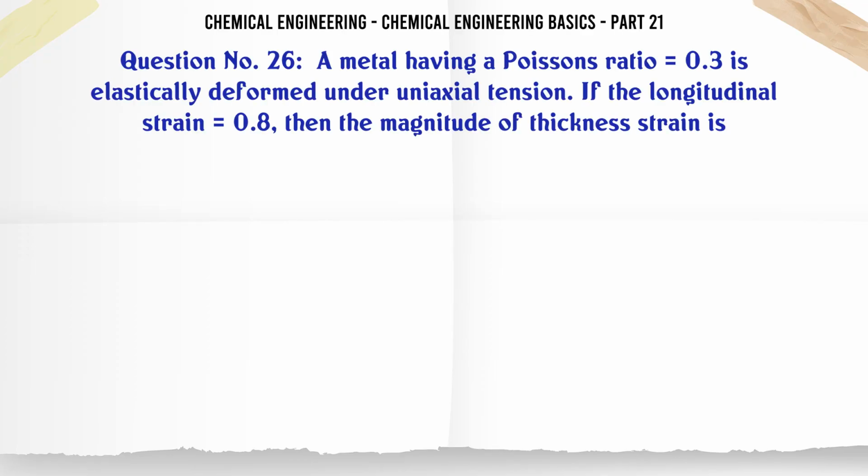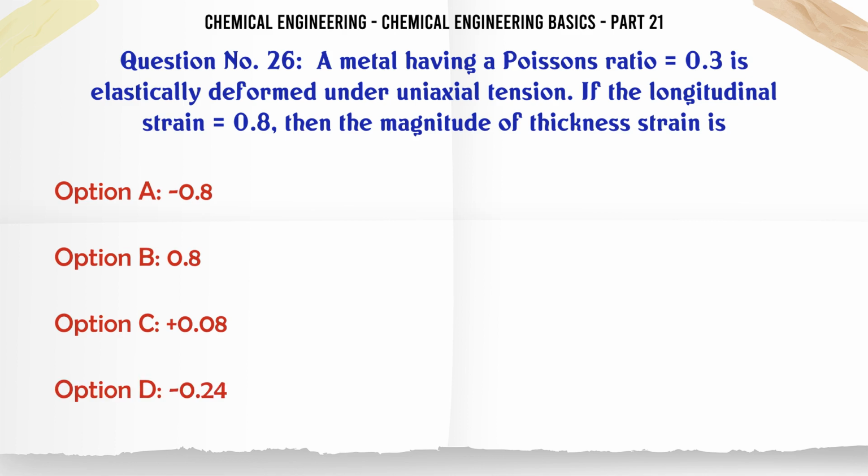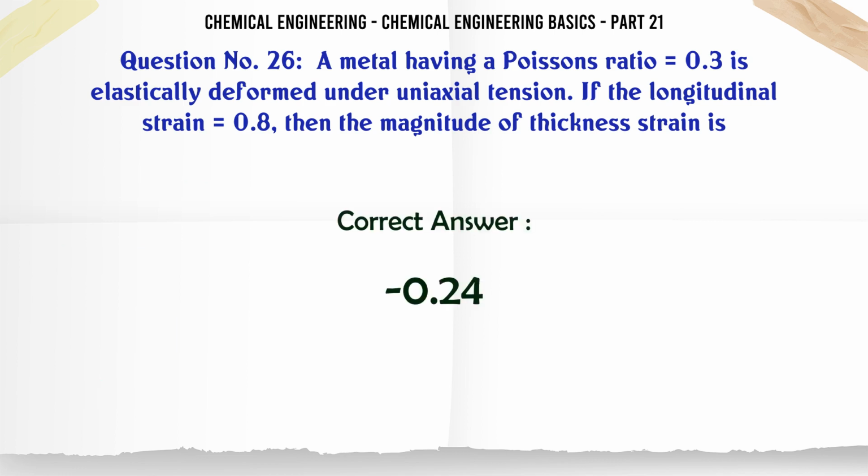A metal having a Poisson's ratio 0.3 is elastically deformed under uniaxial tension. If the longitudinal strain is 0.8, then the magnitude of thickness strain is: A. 0.8, B. 0.8, C. 0.08, D. 0.24. The correct answer is 0.24.